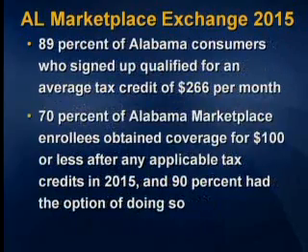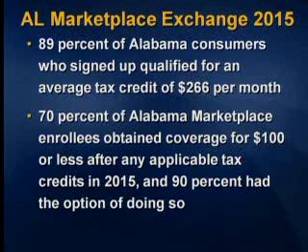Now in Alabama, 89% of the people who signed up qualified for a tax credit. And again, we'll talk a little bit more about subsidies, I think, later. But if you sign up and you meet certain income requirements, you can get a subsidy. In fact, people up to 400% of federal poverty level can get a subsidy. The subsidies are available for those between 100 and 400% of federal poverty level, but it's on a sliding scale. You get a lot more subsidy if you're down toward 100% than you do if you're up toward 400%.